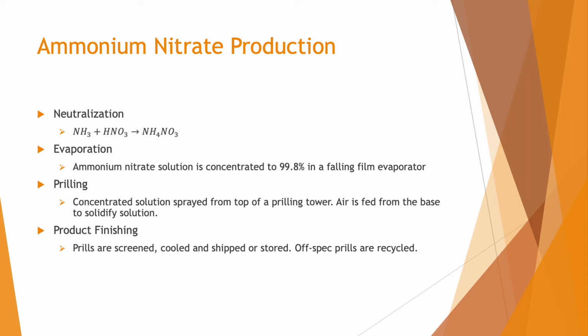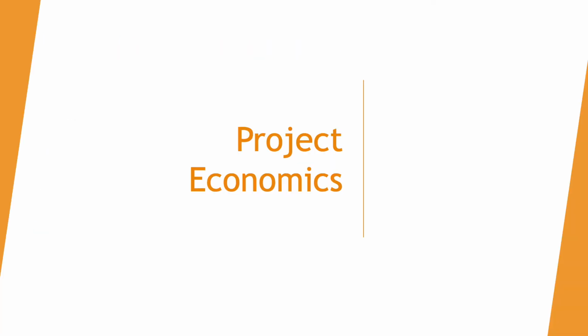Off-spec prills are then screened, melted, and recycled back into the prilling tower, while on-spec prills are sent to be cooled and then packaged for shipping. A PFD of the overall chemical process is provided separately through the affiliated document links. Now I will talk about some of the project economics.